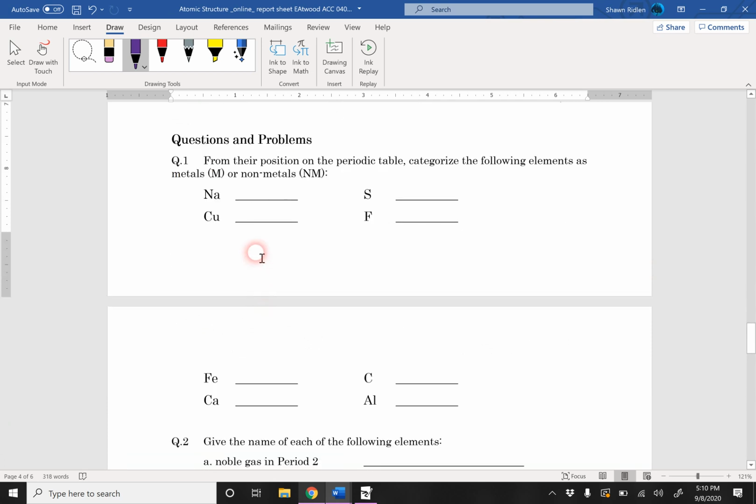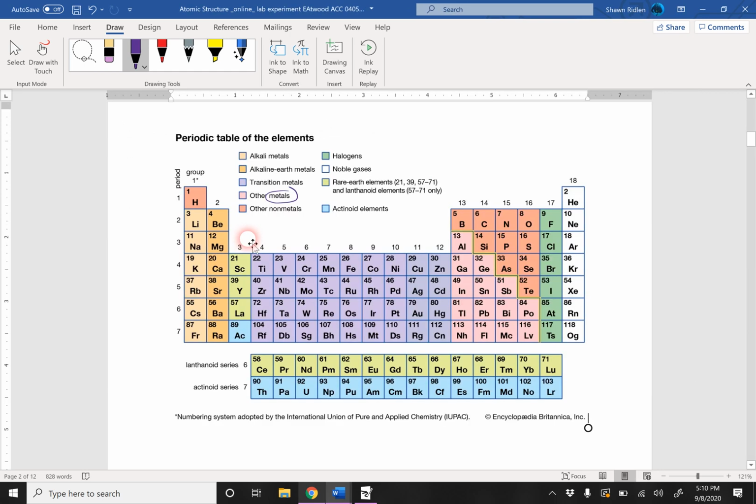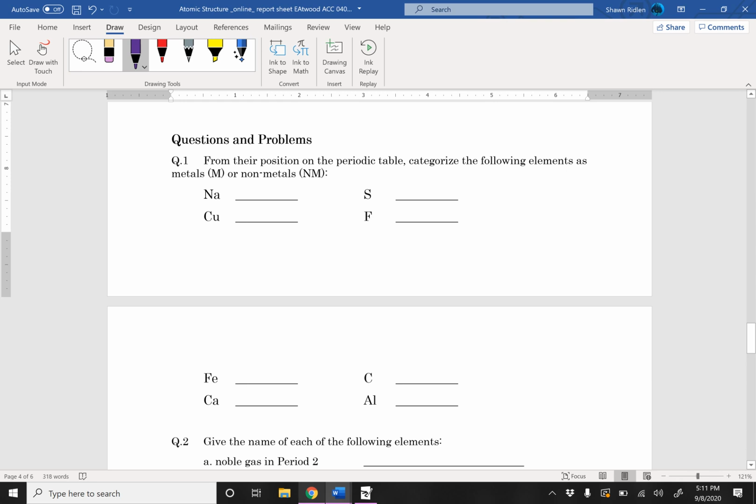So it's going to ask us to categorize things as either metal or non-metal. Okay, so remember, on this periodic table, they've been nice and they've given you this zigzag line. Okay, so everything on the left side is the metals, and everything on the right hand side is the non-metals. Okay, so all you have to do is find the element on the periodic table and tell whether it's a metal or non-metal.